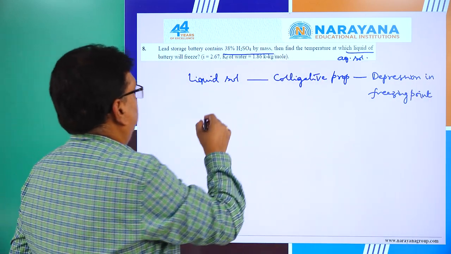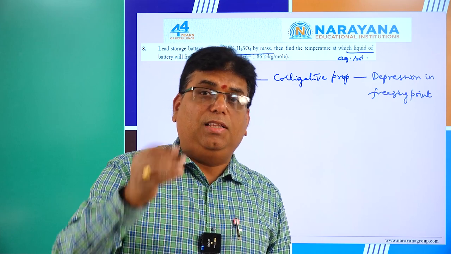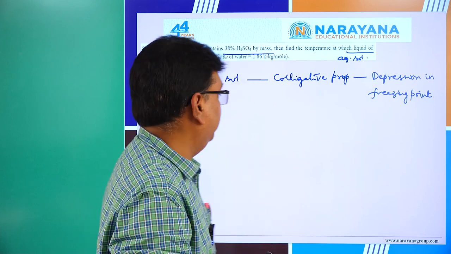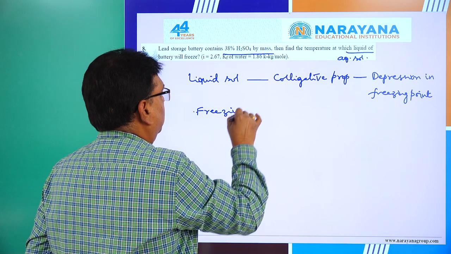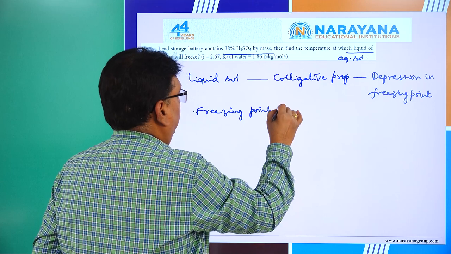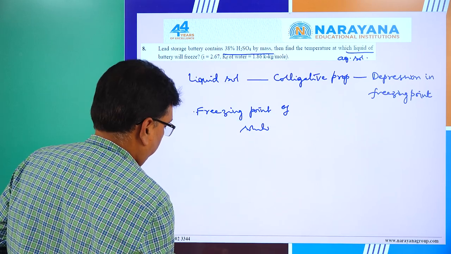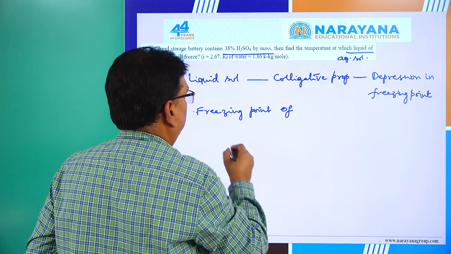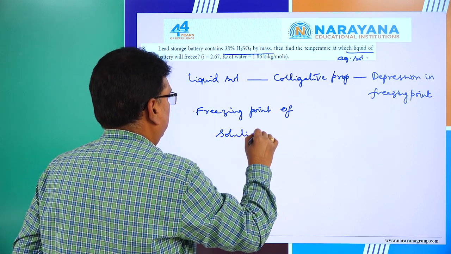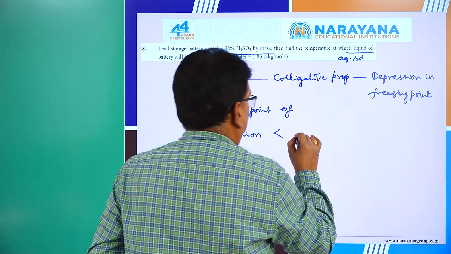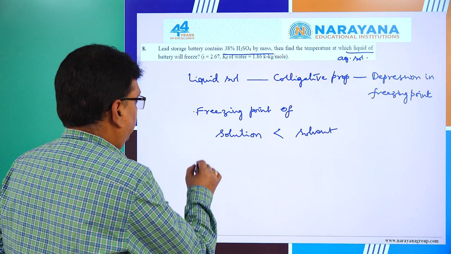Depression in freezing point. When a non-volatile solute is added to a pure solvent, the freezing point of the solution is less than that of the pure solvent. This is a concept of colligative properties. So then how do we find the difference in freezing point?